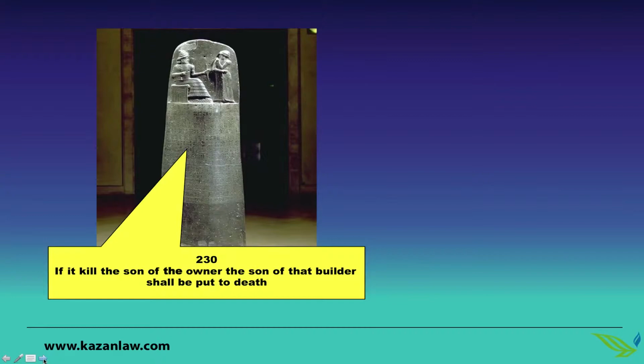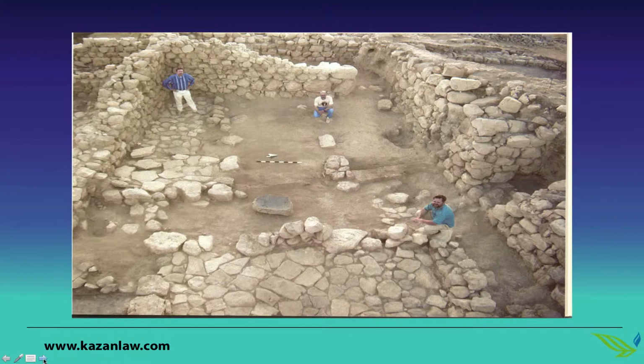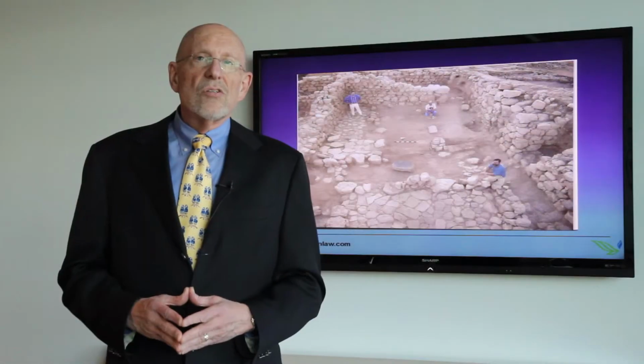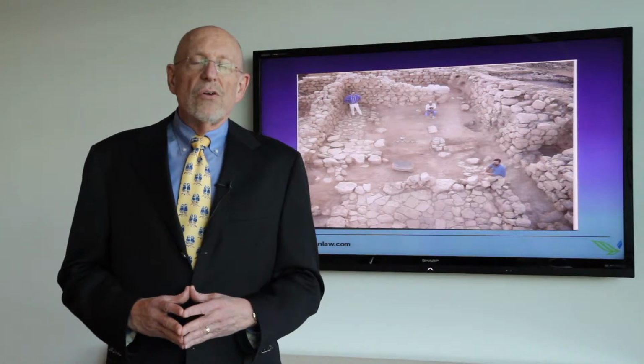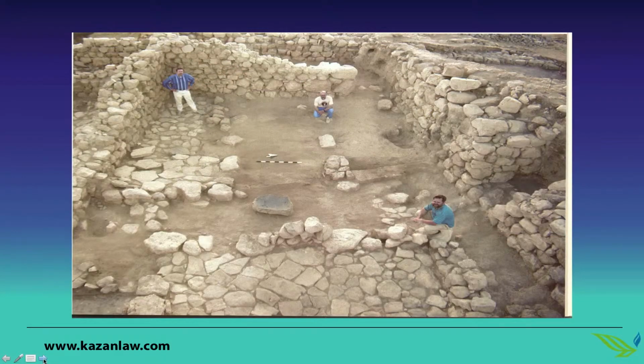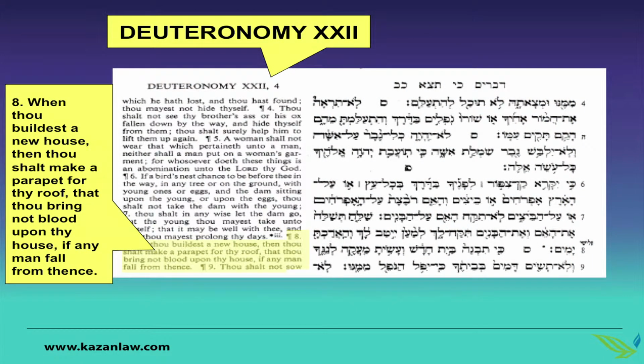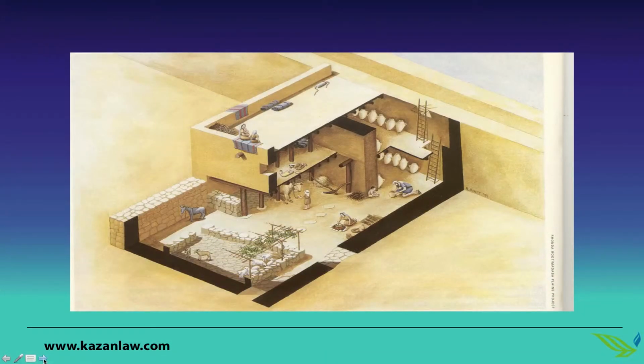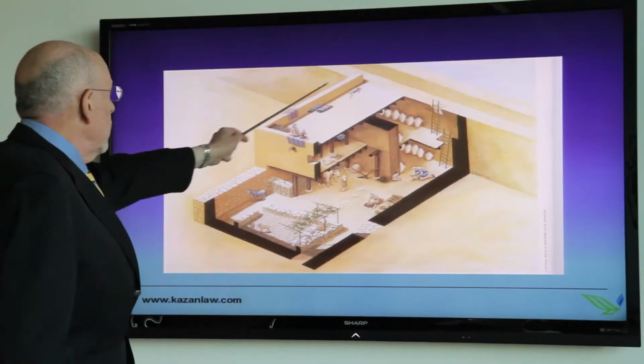Let me talk for a minute about the Bible's version of Hammurabi's laws about construction defect and poor construction and collapsing buildings. Throughout the Middle East, during the era of the Bible, there was a classic form of residence utilized by the Israelites. It was called the four-room Israelite house. In Deuteronomy, the Bible provides that if you build a new house, you shall make a parapet for your roof, that thou not bring blood upon your house if any man falls from it. What this refers to is the wall that you can see around the house.